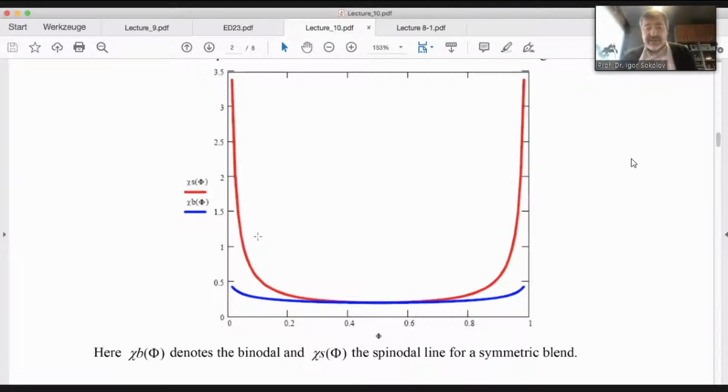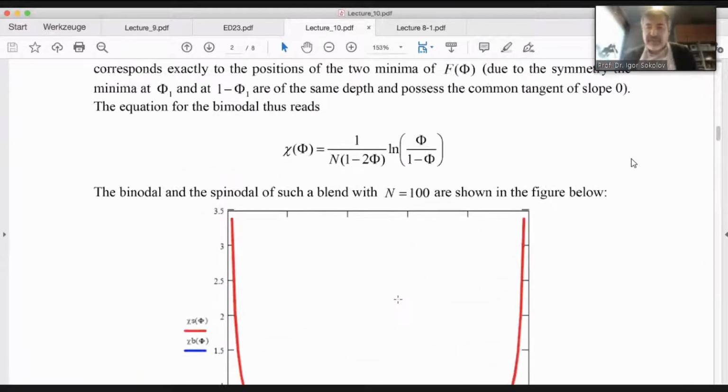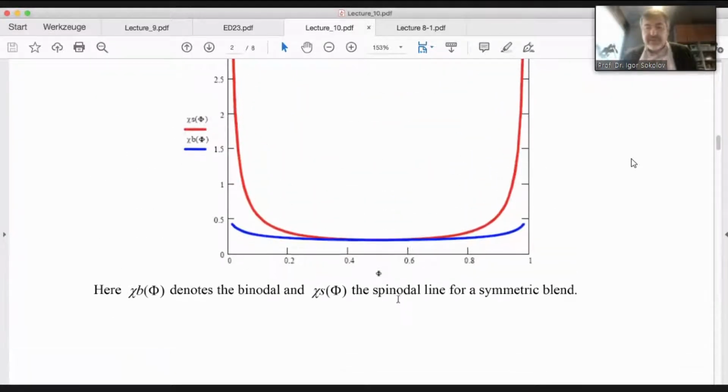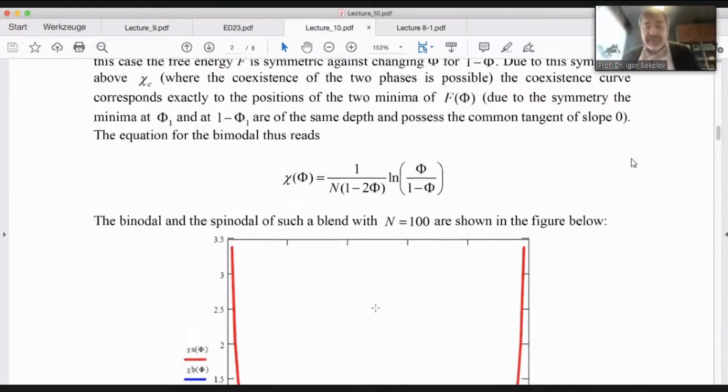So the upper curve is, as always, a spinodal, and the lower curve is a binodal. I plotted them for n equal to 100, and you see that here, contrary to the low molecular weight case, where the spinodal was not as flat, they both are flat, and both touch at the critical point, which is exactly at 0.5. You can easily calculate both, and it's a good training.